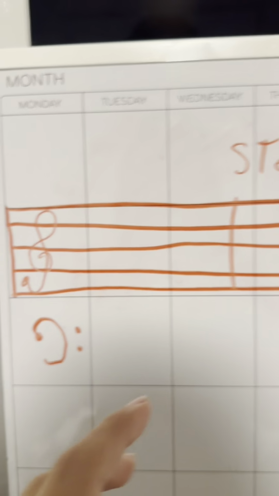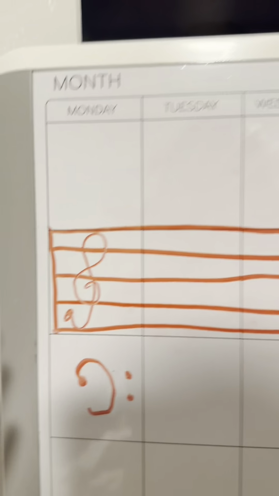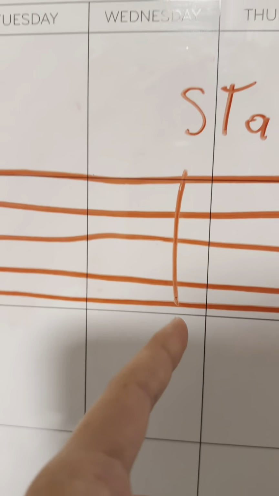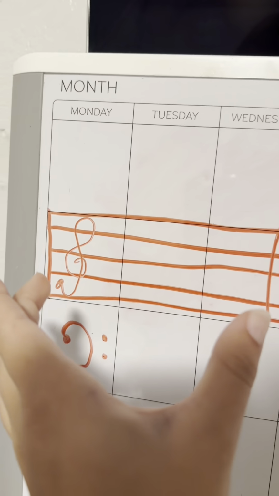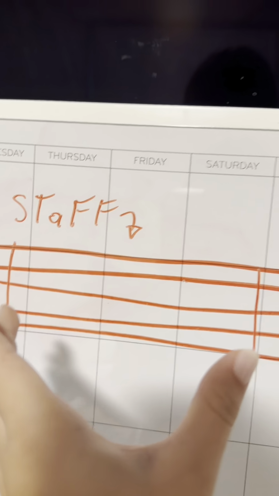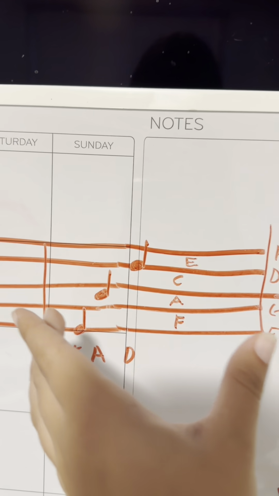Oh, I never explained, but this is called a staff, right? As we all know. But when you have a line and then another line, that is called a bar. So that is one bar of music. And then when you have another bar, that's called another bar of music. And then the last bar of music.